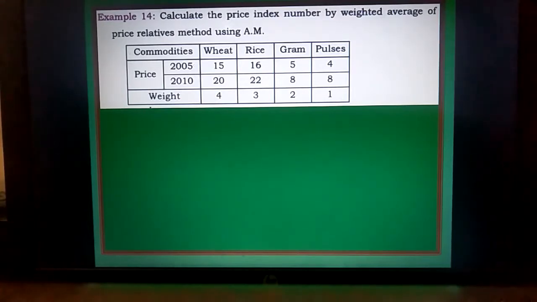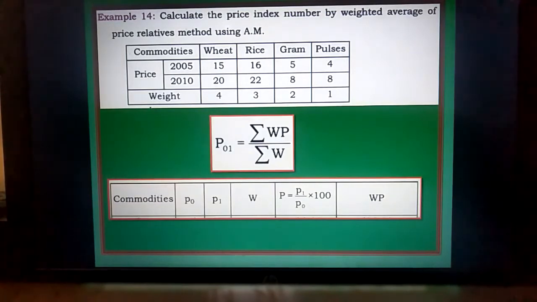And next, weights are given as 4, 3, 2 and 1. So weights are also already mentioned in the data. What is the formula to be used? Try to recall before it appears on the screen. P01 is equal to sum of WP divided by sum of W. So here sum of WP divided by sum of W is to be performed.